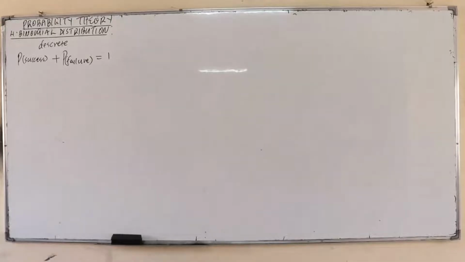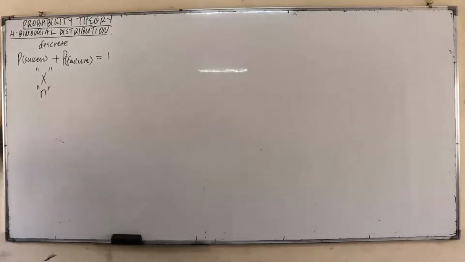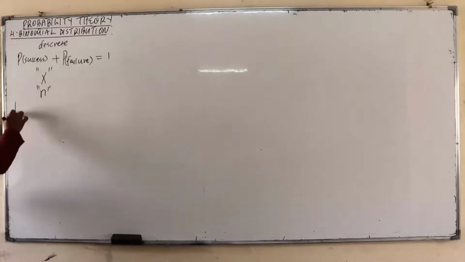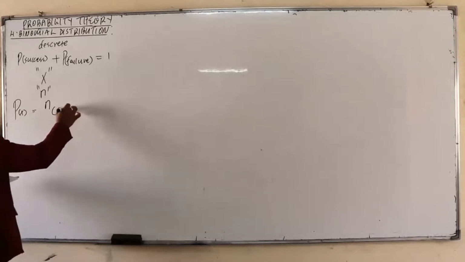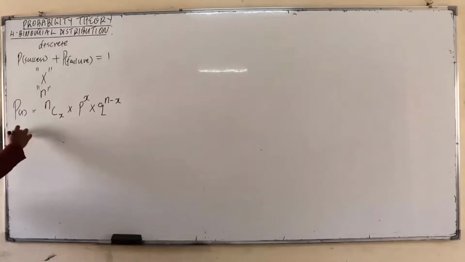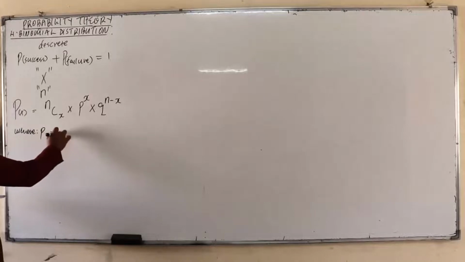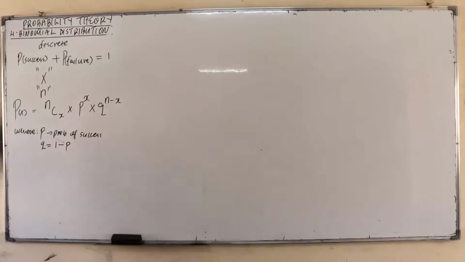If the above conditions are satisfied, the probability of getting X successes when N trials are done is as follows. To get the probability, you take NCX times P raised to power X times Q raised to power N minus X, where P is the probability of success and Q is 1 minus P.